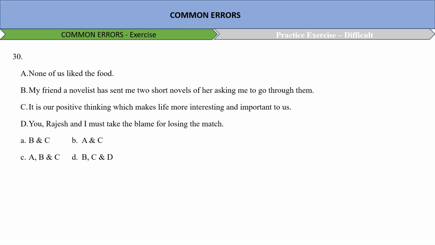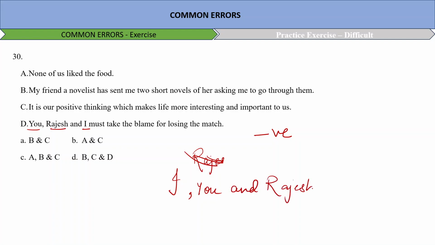You, Rajesh, and I. Okay. You, Rajesh, and I must take the blame for losing the match. Okay. Whenever there is something negative, and there are three persons involved, first, second, third person, we will always put which person. If there's something negative, you will always put first person first. Sorry, I, you, and Rajesh. First, second, third should be the sequence. First, second, third means first person, second person, third person.